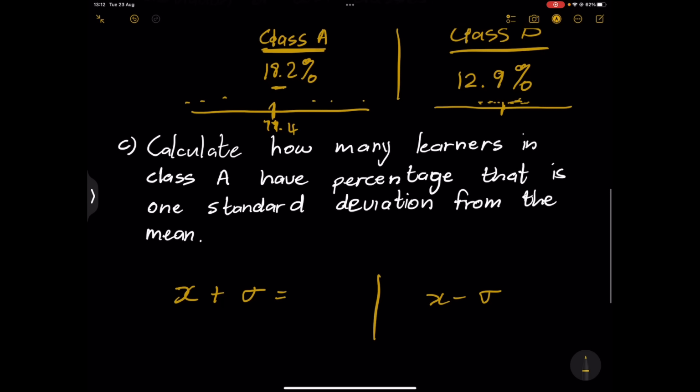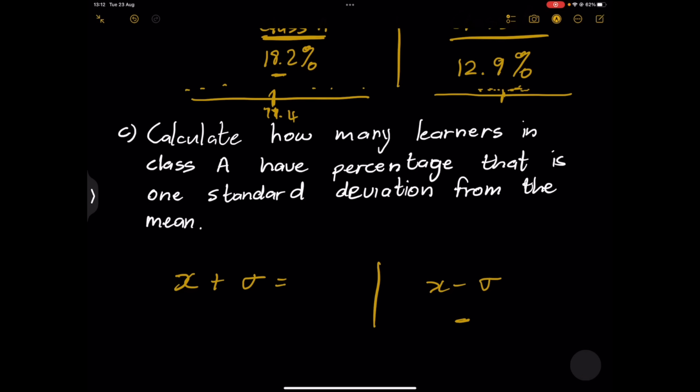If they had said one standard deviation above the mean, I would have taken x plus only. If they had said one standard deviation below the mean, I would have said x minus only. But if they just say one standard deviation from the mean, it means either above or below, so I'm going to take the two values.